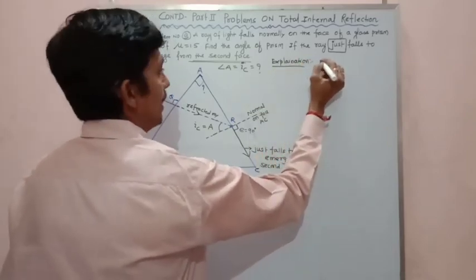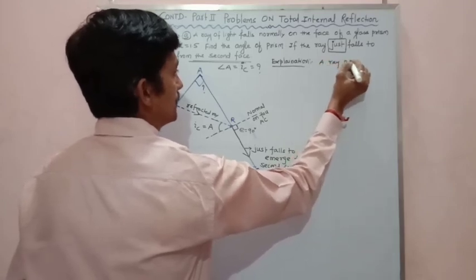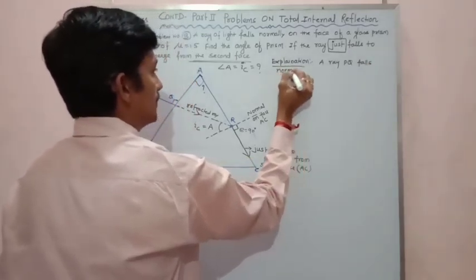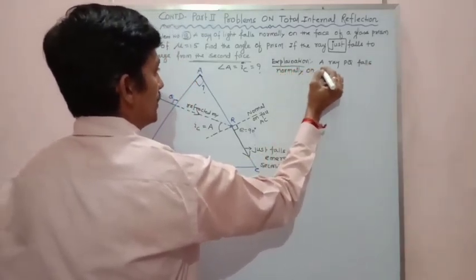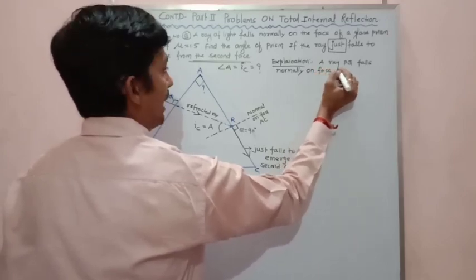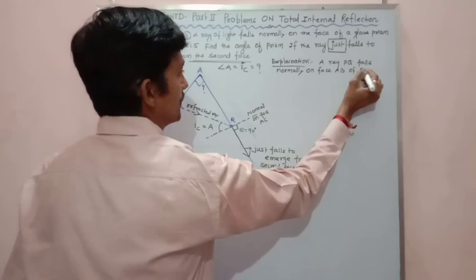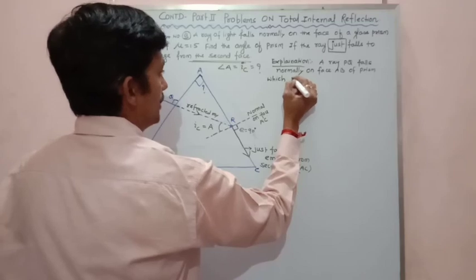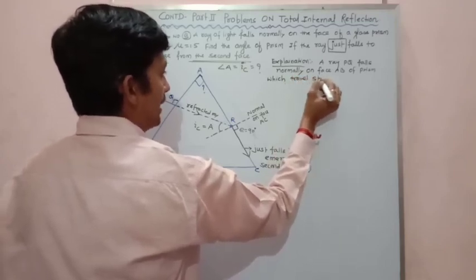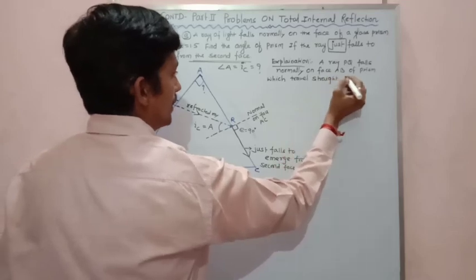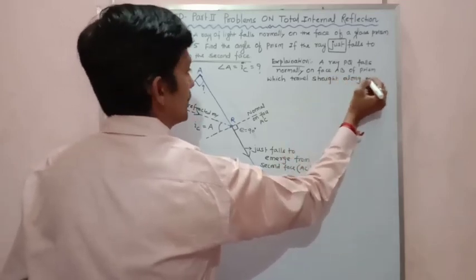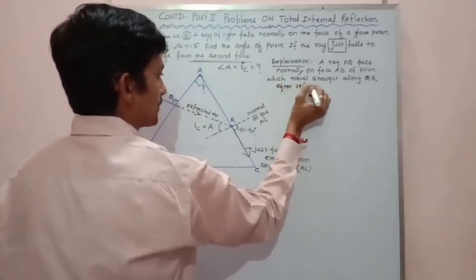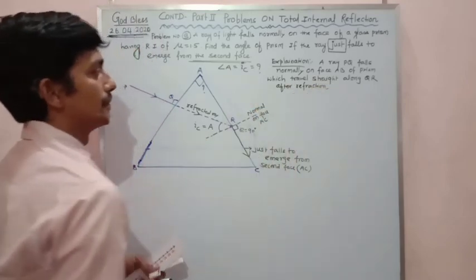Explanation. A ray PQ falls normally on face AB of prism, which travels straight along QR after refraction. I hope it is clear.